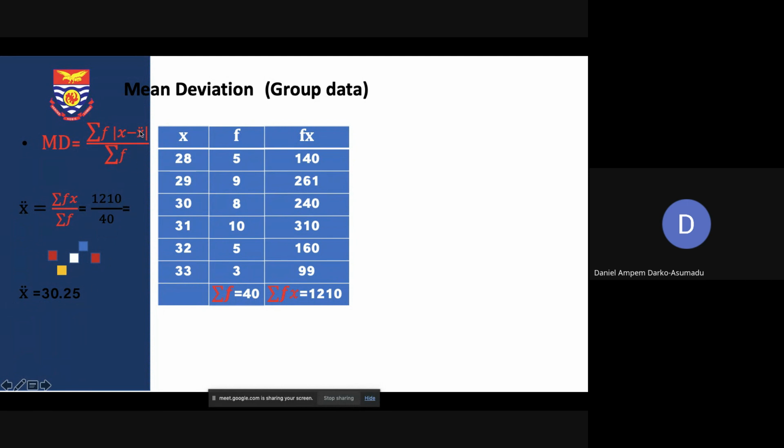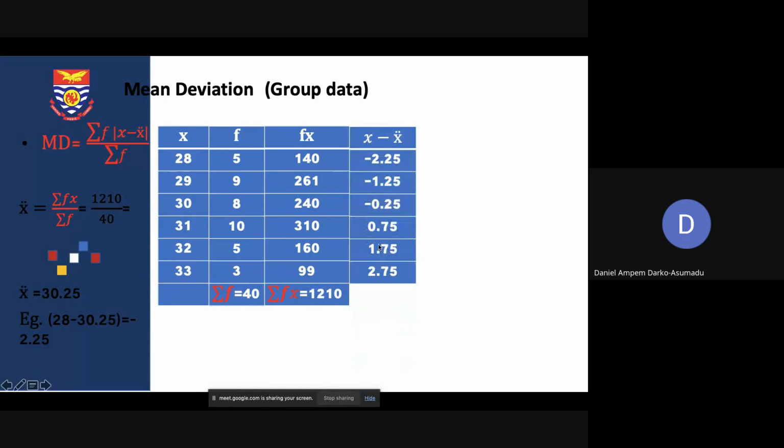Once we found the mean in the formula, the next thing is to subtract it from the individual scores, which are the X scores. So this column is what we are talking about. 28 minus 30.25 gives you negative 2.25. 29 minus 30.25 gives you negative 1.25. 30 minus 30.25 gives you negative 0.25. 31 minus 30.25 gives you this. 32 minus 30.25 gives you this.